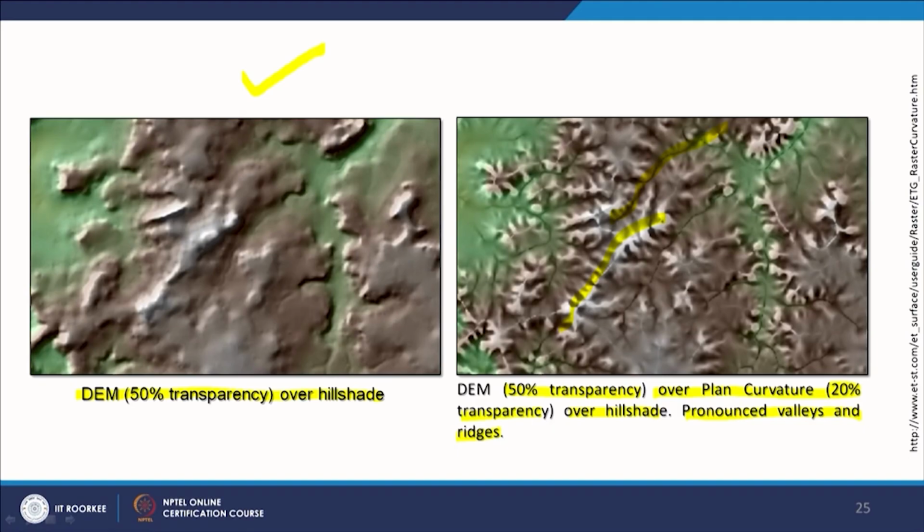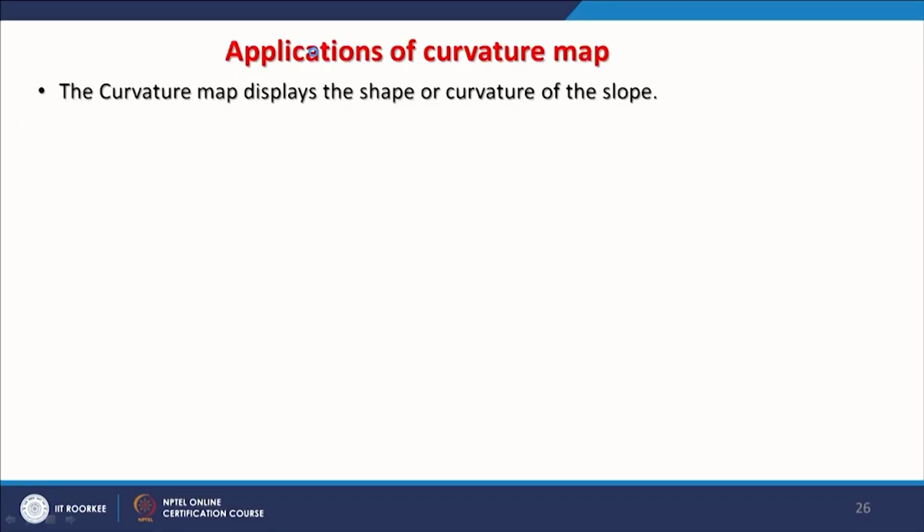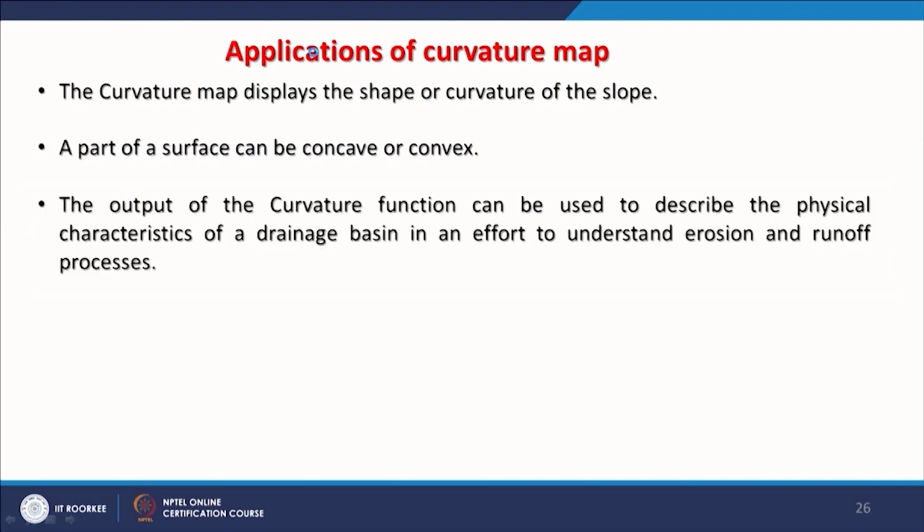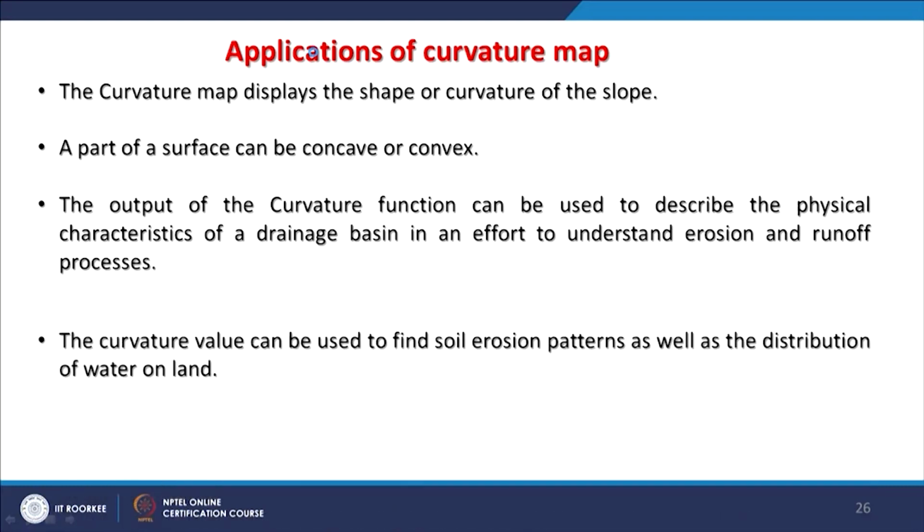So finally we come to the applications part, where many applications we have already touched, but very quickly I will go through. The curvature map displays the shape or the curvature of the slope, which is very important at a local scale, because that is what will control your divergent and convergent flows and ultimately erosion and deposition. So a part of the surface can be concave or convex. The output of the curvature functions can be used to describe the physical characteristics of a drainage basin in an effort to understand erosion and runoff processes.